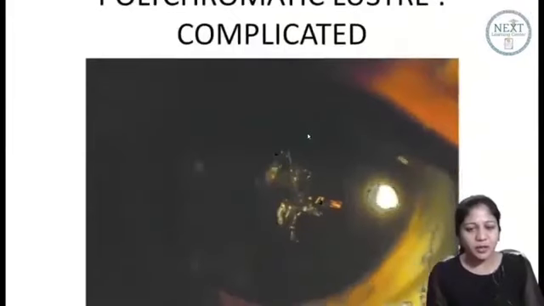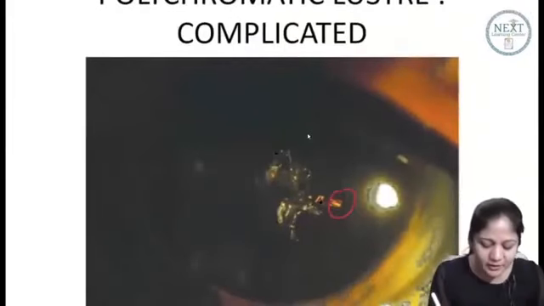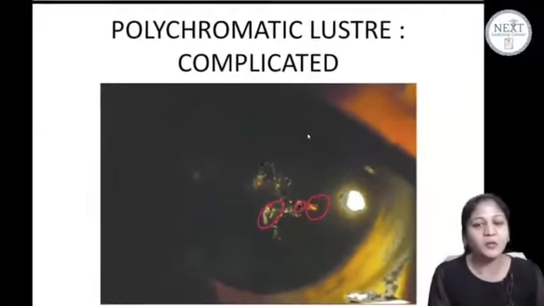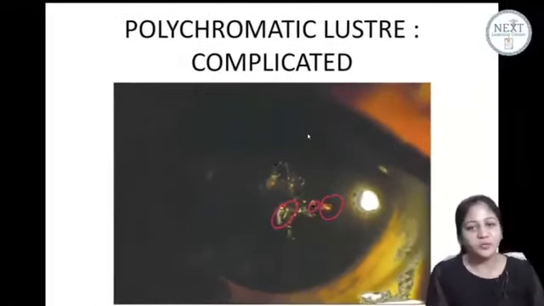Now have a look here. This is a polychromatic luster. You see, there's orange, there's a green here, there's a yellow here. So you see multiple colors. This is your polychromatic luster, famous of complicated cataract.